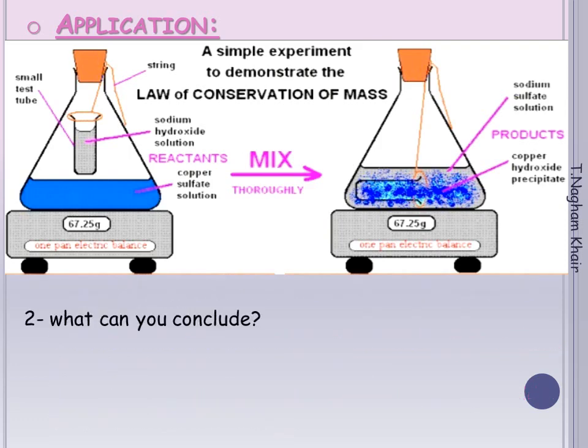Second question, what can you conclude? We conclude that the total mass of the reactants equals the total mass of the products. 67.25 grams equals 67.25 grams.